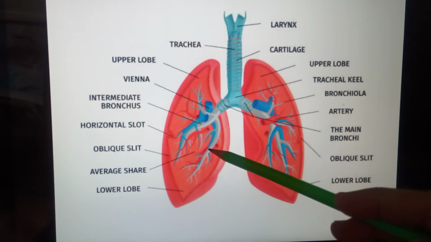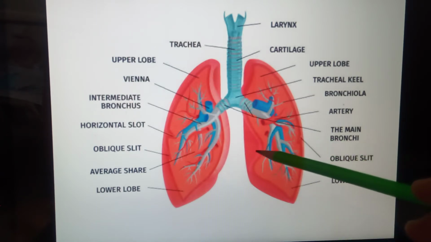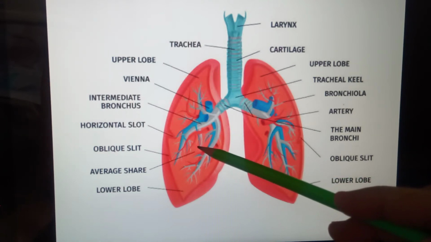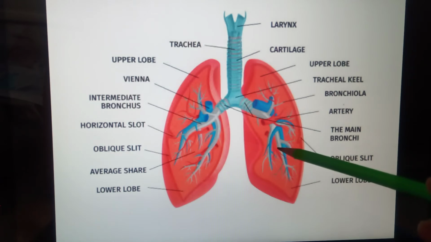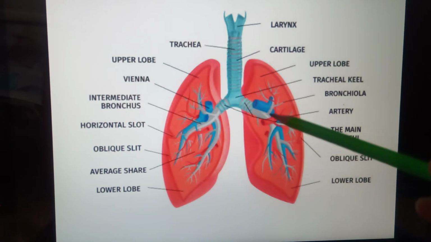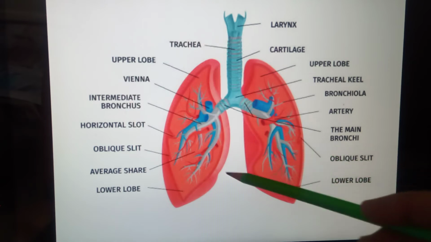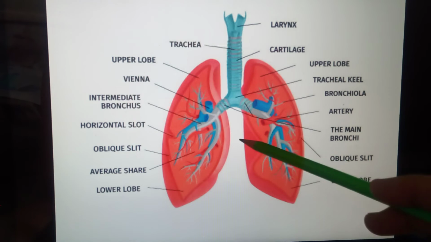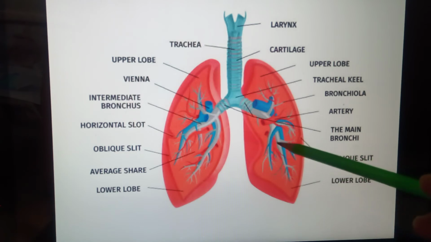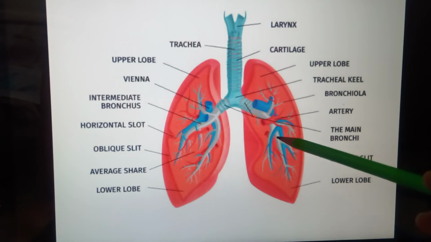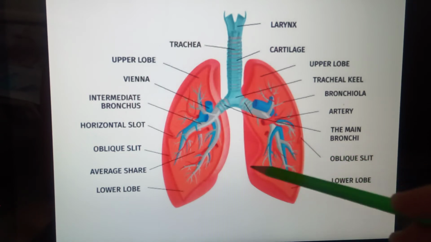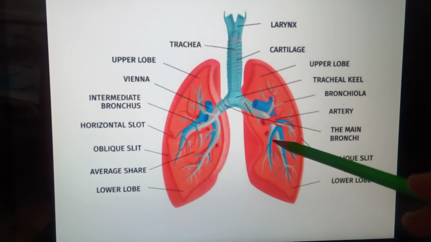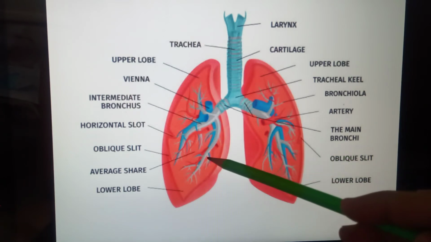The right lung is heavier than the left lung, and it is a little bit bigger than the left lung. Why is it bigger? Because the left lung gives space to the heart present here. You can see that the heart is present here, so the left lung gives space to the heart. This notch is called the cardiac notch, where the heart is present. That's why the left lung is a little bit smaller than the right lung.